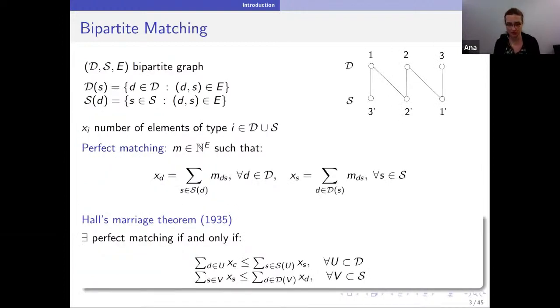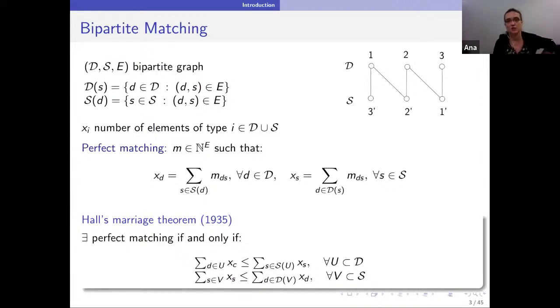I assume everyone is familiar with at least basic queuing theory, but maybe to revise a couple of notions from matching, so at least to fix the notations. We will have two populations of items that I will call demand and supply in this talk. You can see one example of three classes of demand and three classes of supply on the right. And we have the compatibility graph between classes of demand and supply that is given by a bipartite graph. We will denote by D of S the demand classes that can be matched with supply item S, and S of D for the demand class D, all possible matches, of course.